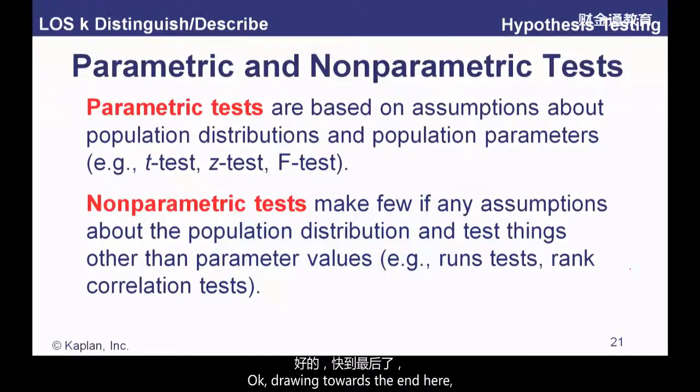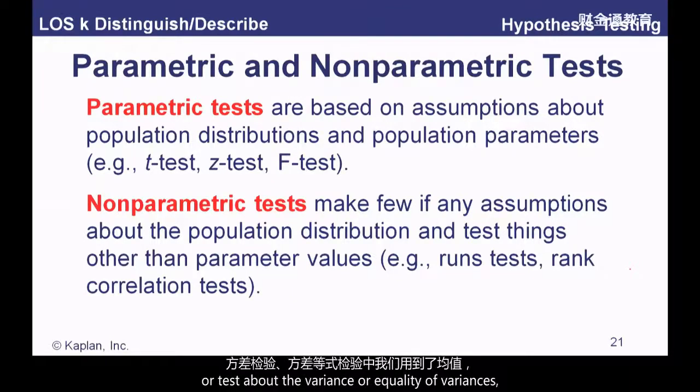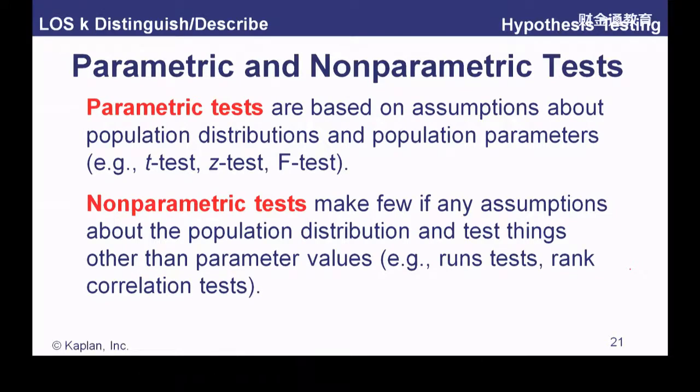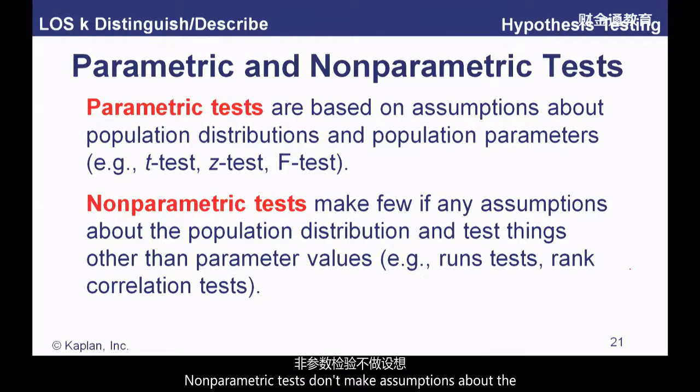Okay, drawing toward the end here, let's talk about parametric versus non-parametric tests. Everything we've done so far is parametric tests. We've had tests about the mean, or tests about the variance, or equality of variances. All those things were parametric tests. They're based on assumptions about population distributions and population parameters. Non-parametric tests don't make assumptions about the distribution, or at least few or none, and test things other than parameter values. The examples given here are a runs test and a rank correlation test.